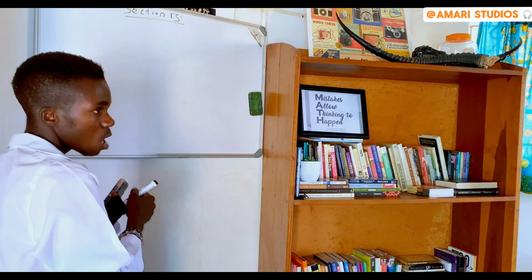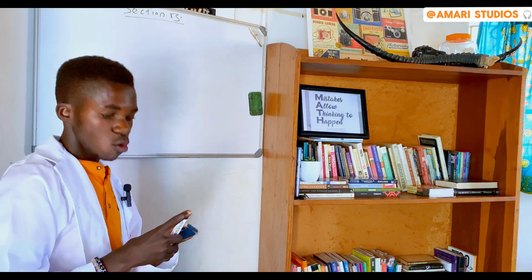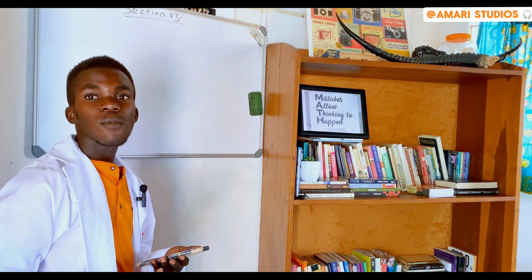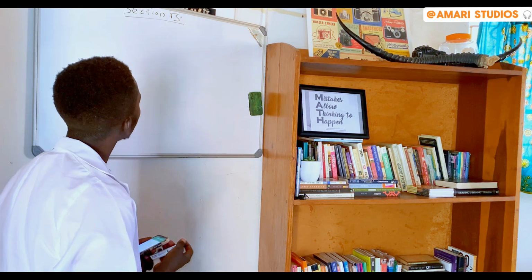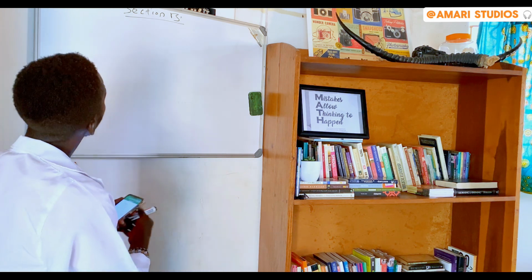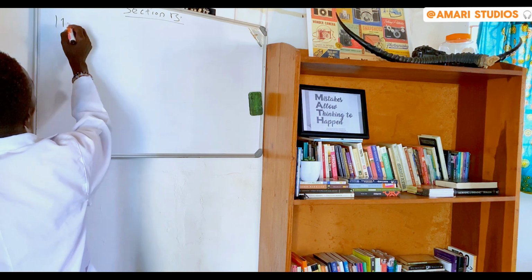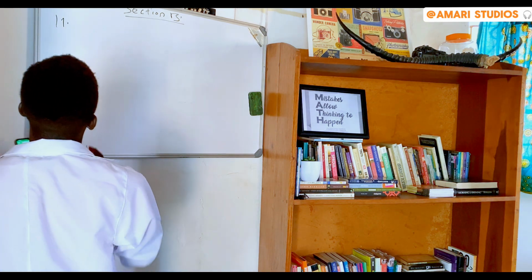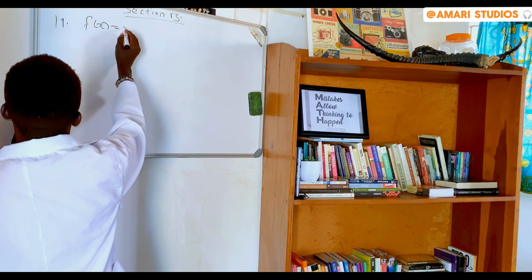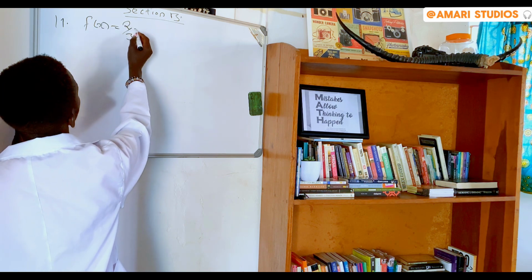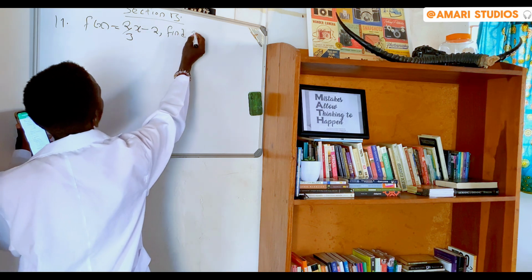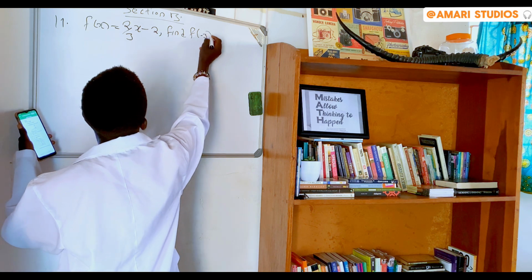I would require you guys to get your books ready, or just a piece of paper, and get your pen and ruler, so that you might follow me closely and write whatever I'm going to write on my board. So now, question 11 of section B is saying, given that f of x is equal to 2 over 3x minus 2, find f of negative 3.